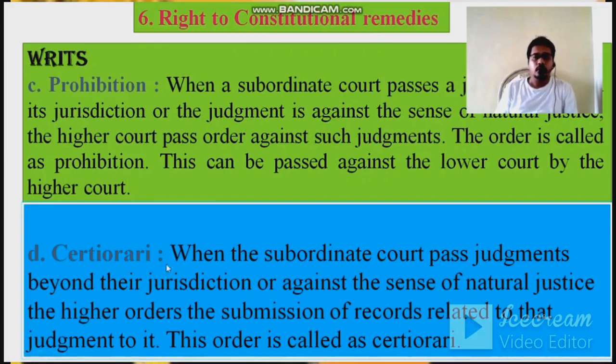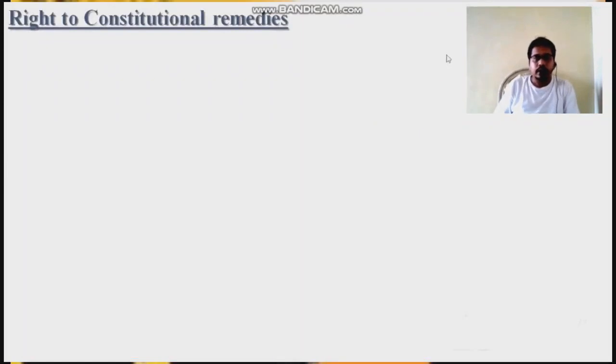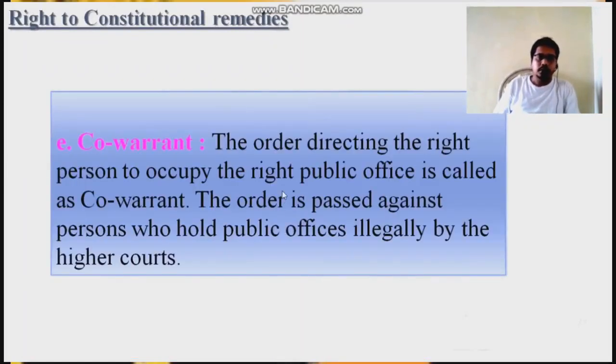Next one is certiorari. When the subordinate court passes judgment beyond their jurisdiction or against the sense of natural justice, the higher court orders the submission of records related to the judgment to it. This order is called certiorari. When any subordinate court passes a judgment against natural justice, then the superior court or higher court can order that subordinate court to submit the records related to the judgment. So this is called certiorari. So these are our writs.